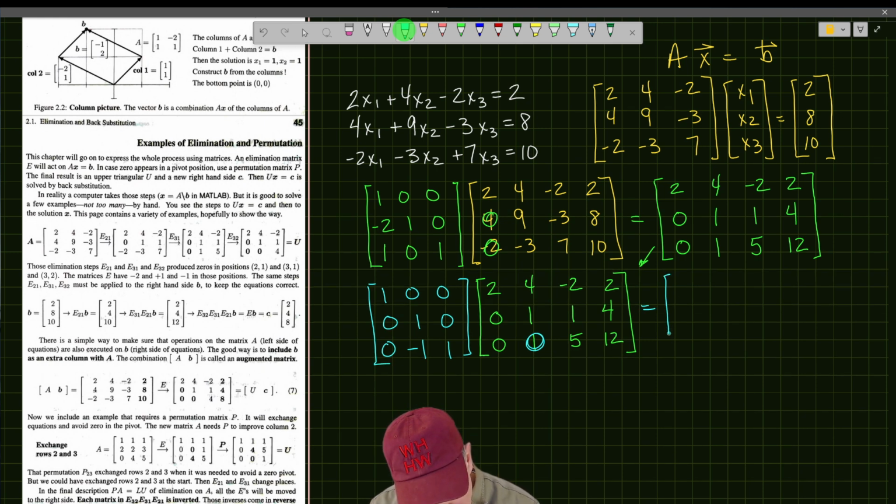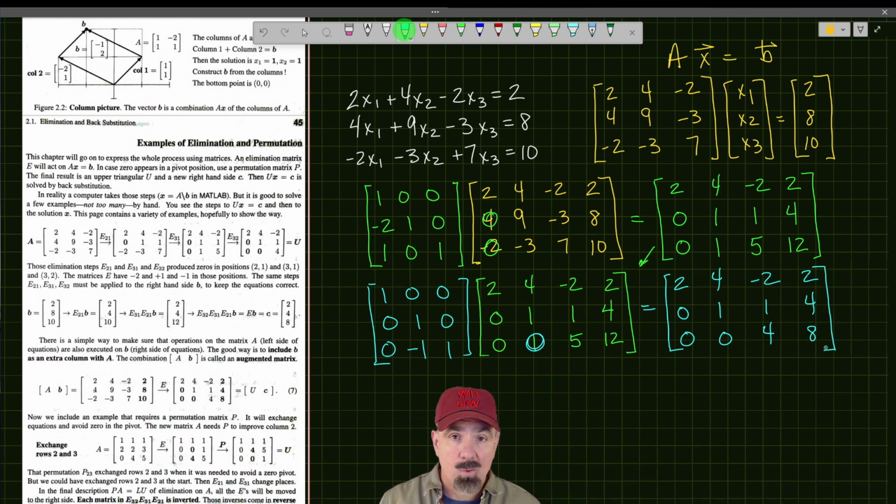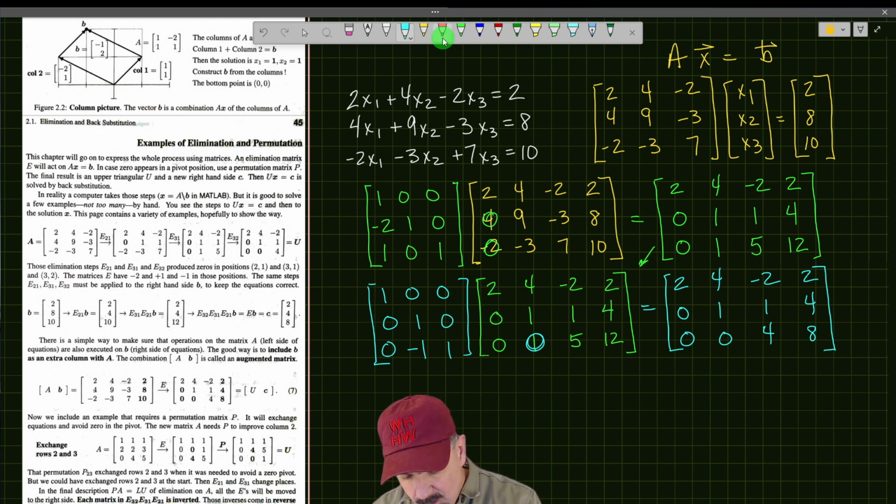And the result here then is: top two rows are the same. 2 and a 0, 1, 1, 4. And then we end up with a 0, negative 1 added to 1 is 0. Negative 1 added to 1, that's 4. And then negative 4 added to 12, that's 8. And now what we have is our upper triangular matrix.